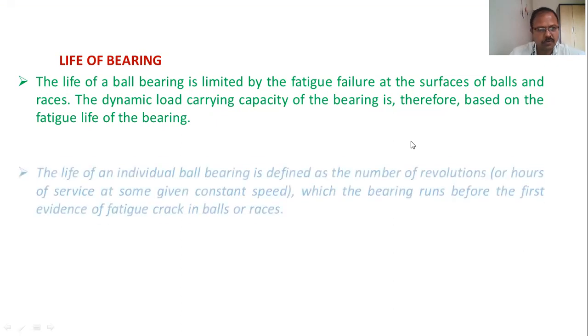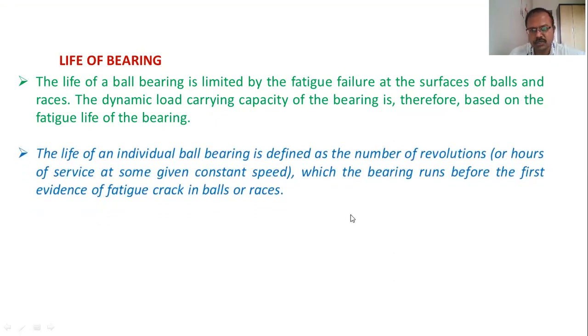So if we talk about the life of an individual bearing, then it will be the number of revolutions or hours of service at some given constant speed which the bearing completes before the first evidence of fatigue crack in balls or races. If we find the first evidence of fatigue crack either in balls or races or any other parts of the bearing, then we will term it as the failure. Therefore, if the bearing completes, say, n number of revolutions, then n will be the life of that individual ball bearing.